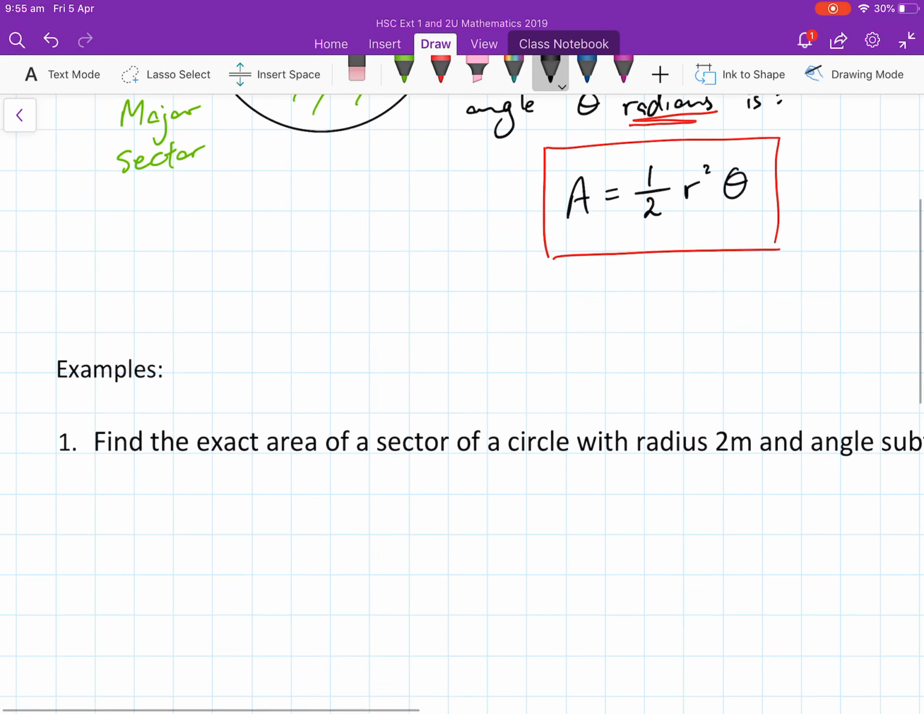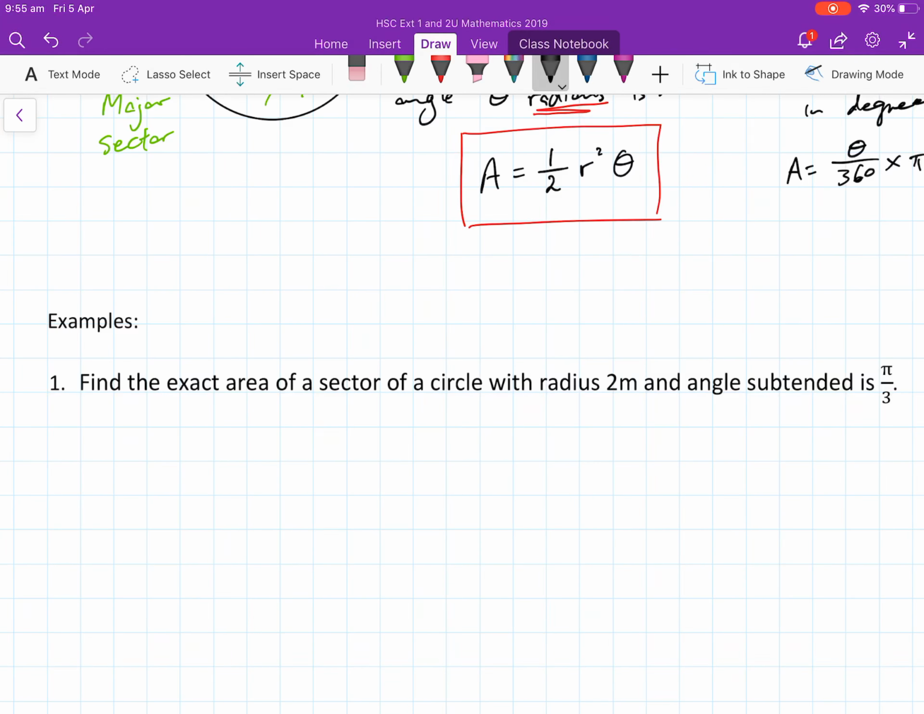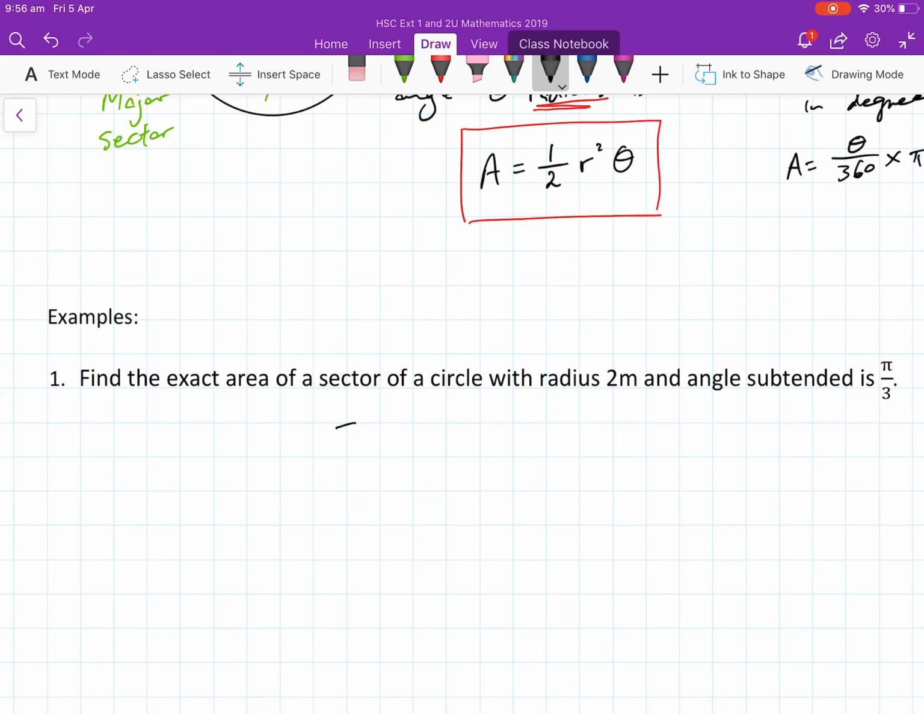So let's have a go at a couple of examples. Find the exact area of a sector of a circle with radius 2 meters and angle subtended pi on 3. Let's keep reminding ourselves, pi on 3 equals how many degrees? We multiply by 180 over pi as a conversion, so that ends up being 60 degrees. You'll get used to that as we continue to use it. And exact area means it can't be a decimal, so we're going to use pi.